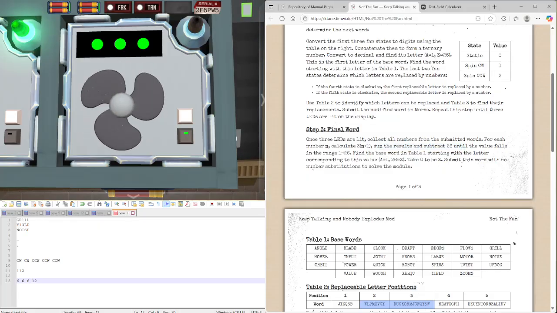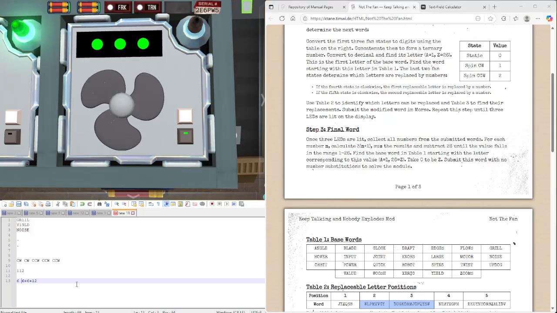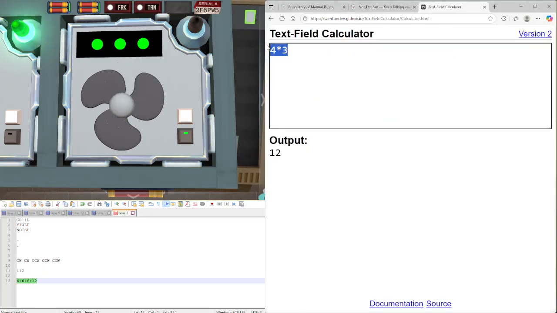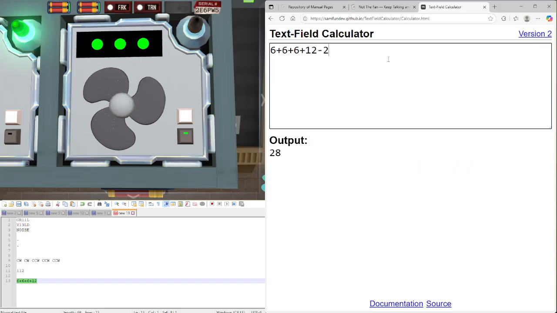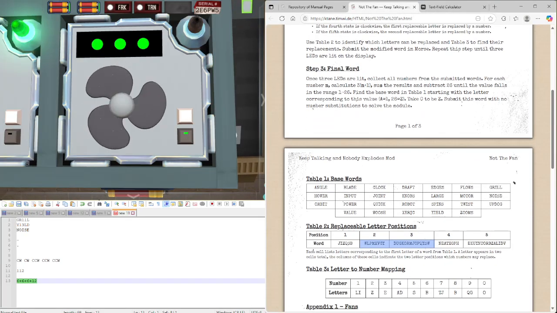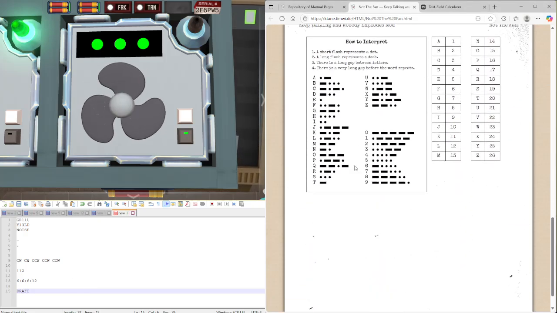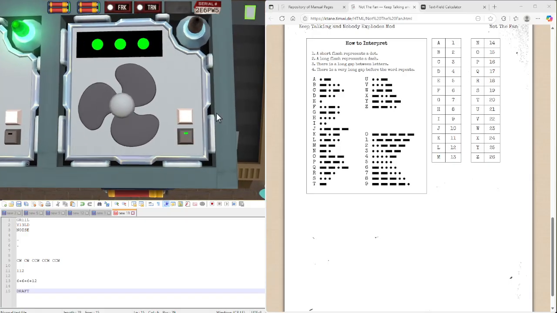Sum the results and subtract 26. So the sum of these is 30. So subtract 26. So we get 4. So our final word is draft. Hopefully, if we've done this right. Yep.